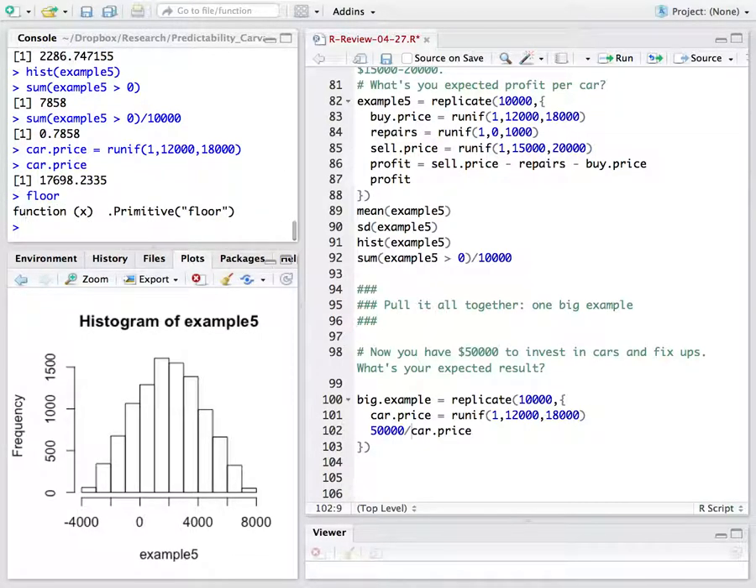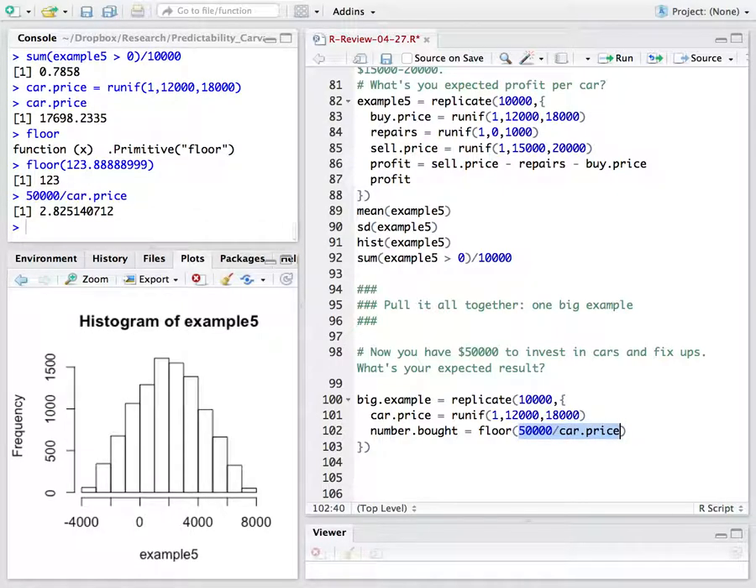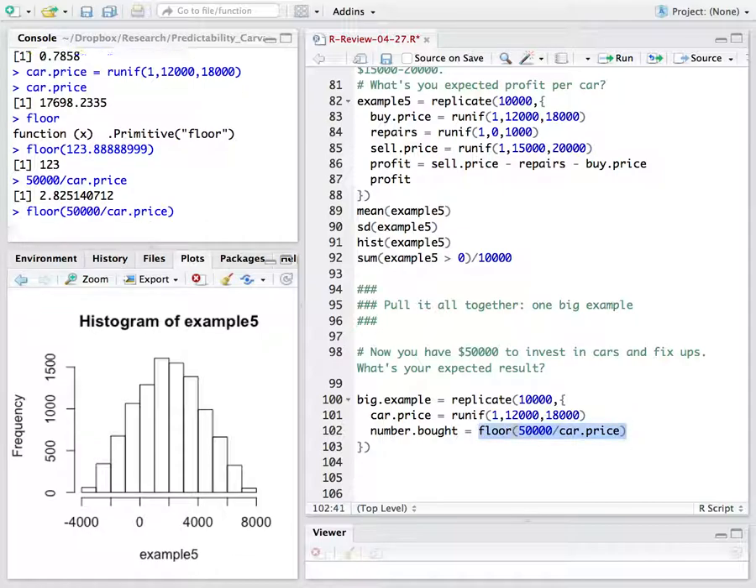So in R, there's what we call the floor function. So floor takes whatever number you give it. Usually we'd round that up. Floor rounds it down. Similarly, if you told it ceiling, it would always round it up. So in this case, the number bought is going to be the floor of the number of fractional cars we can buy. Like she said, 50,000 divided by car price is 2 and a fraction. We ask for the floor of that. We get just 2.